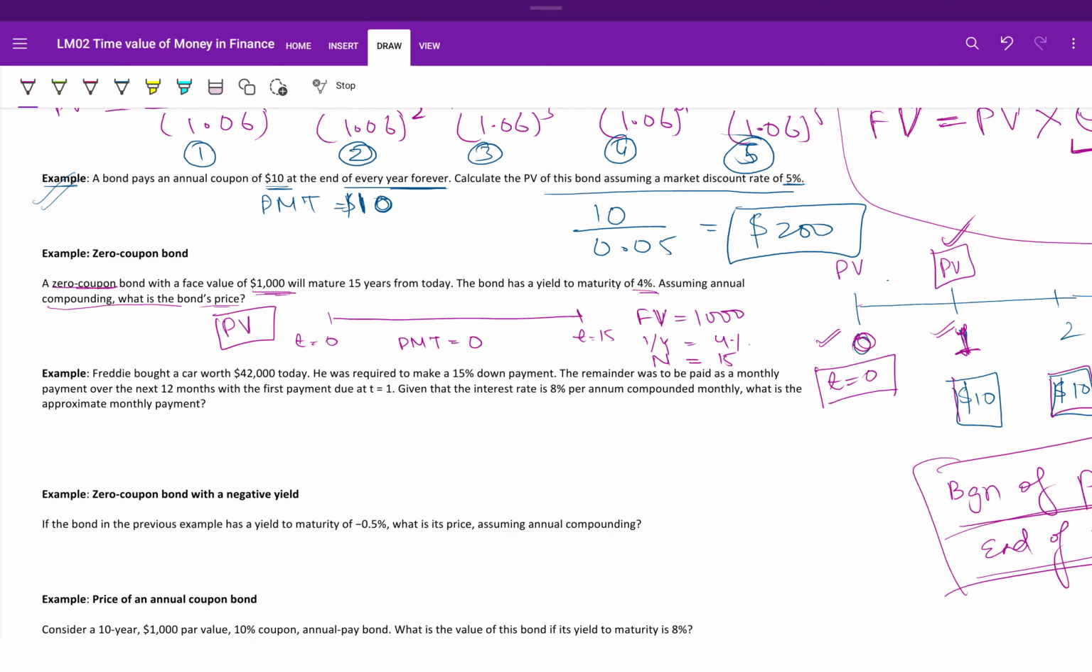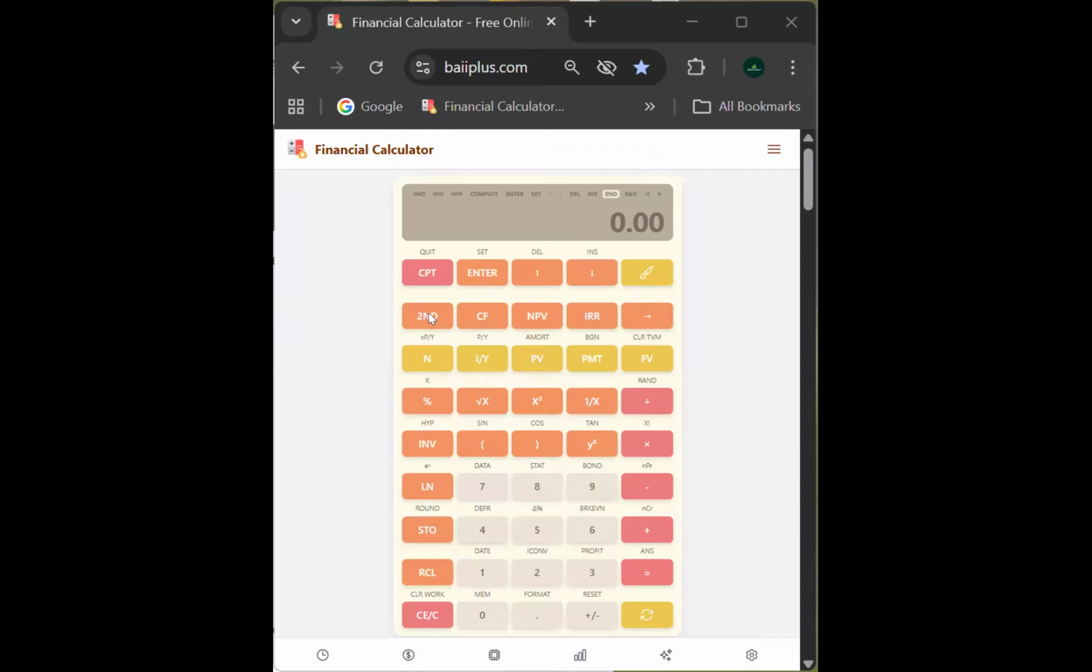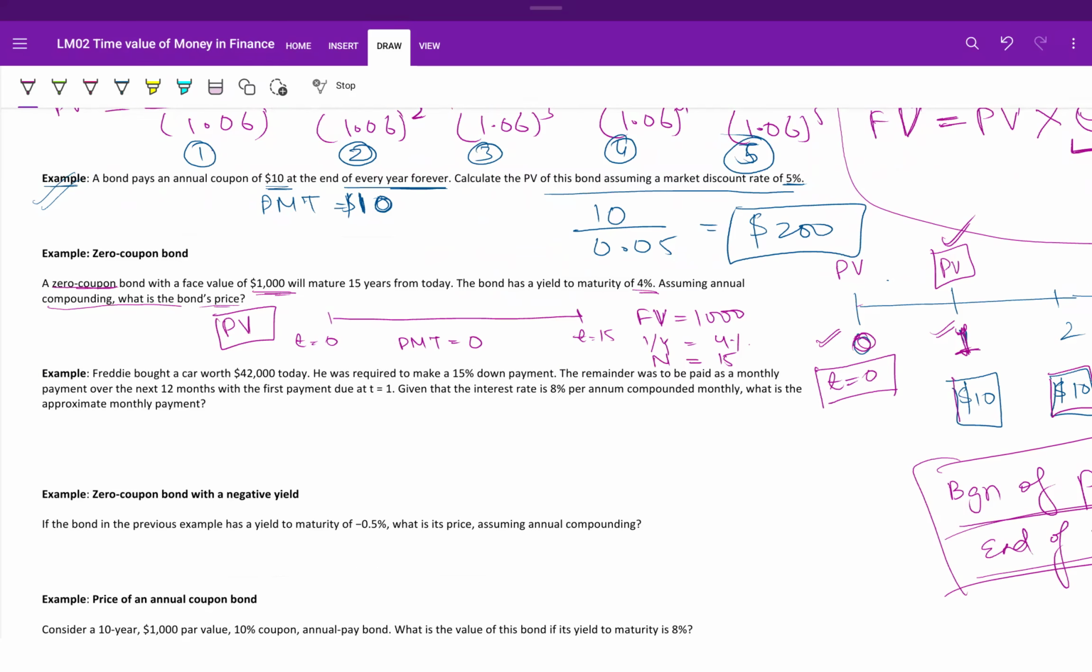I'm going to share my calculator with you again. Always remember to clear all the calculations: second, clear work. Now N is 15. This is the 15-year bond. The interest/yield is 4%. Payment is zero. I'm saying that there's a future value of $1,000. So how much am I willing to pay for this bond today? I compute this by clicking on present value. For this bond, I am willing to pay 555.26.